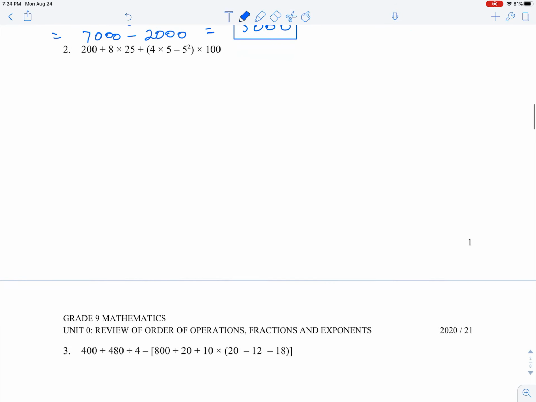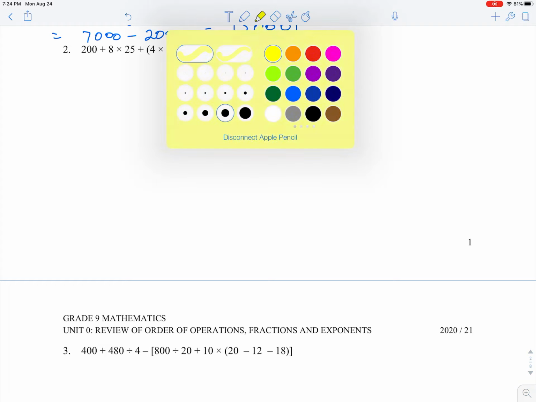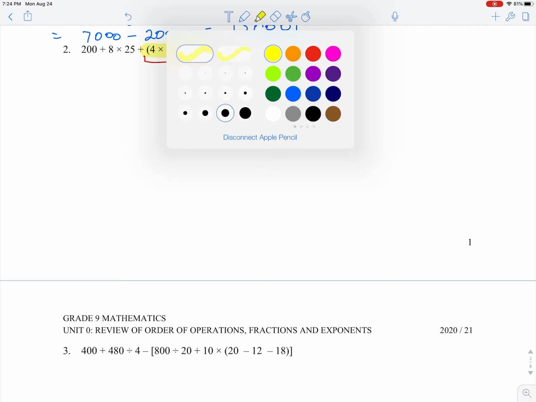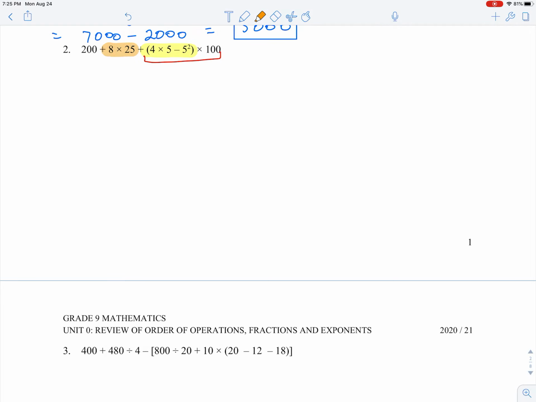For the second question, 200 plus 8 times 25, and so on. We're going to do the brackets first. But that set of brackets needs to then be times by 100. That's going to be my first term. I also have this 8 times 25, which is going to be a second term, and then that's going to be the third term. They're separated by those pluses, the plus here and the plus here.